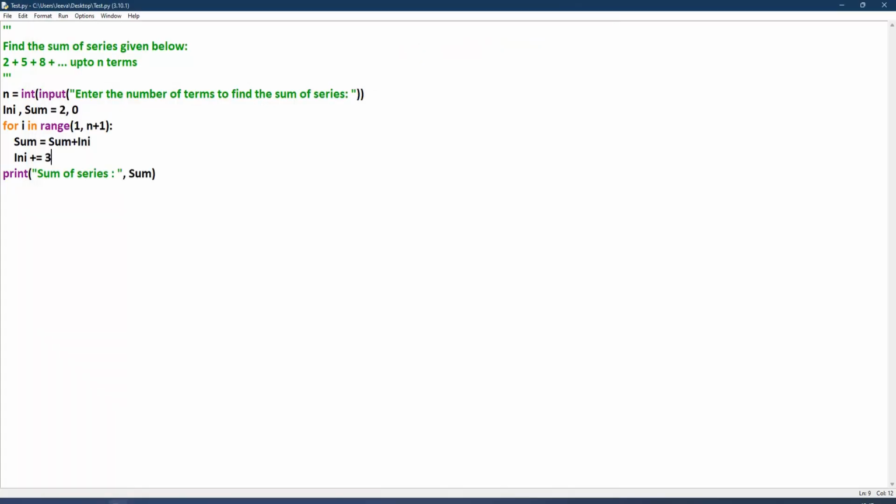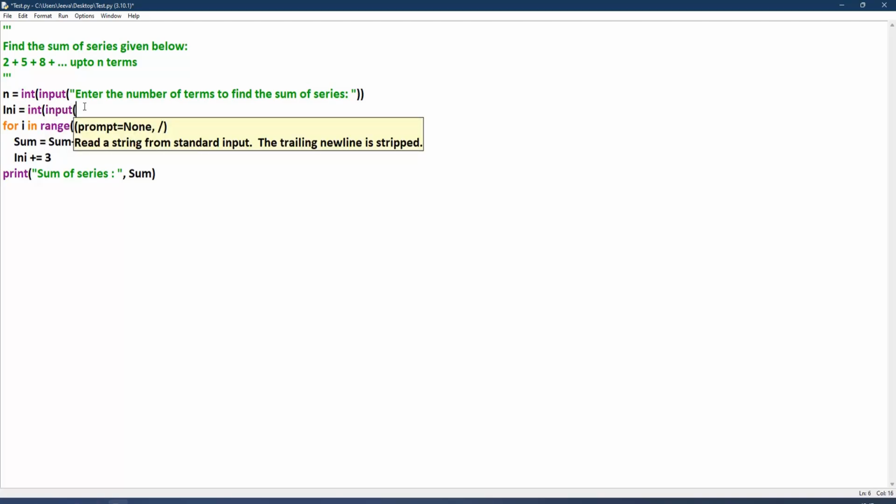If I need to print the series instead of the sum, I will take this away. I will get the user input. That means the initial value also from the user.